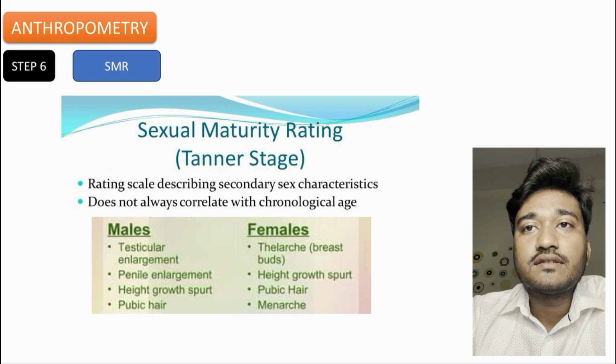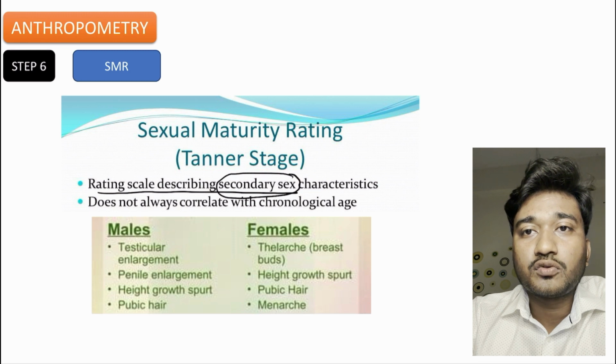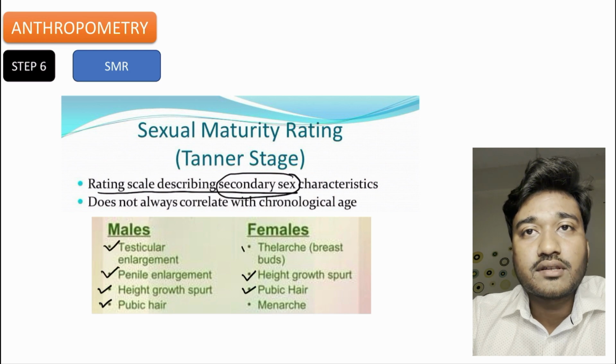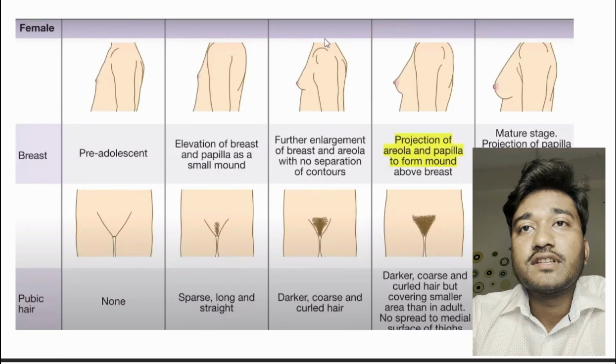So the sexual maturity rating is for the secondary sexual characters. For males, the height growth spurt. For females as well, the growth spurt, pubic hair development. And for females, there is menarche and thelarche. For males, we look for testicular enlargement as well as penile growth. So look here, in the Tanner stages, we have a total of 5 stages.